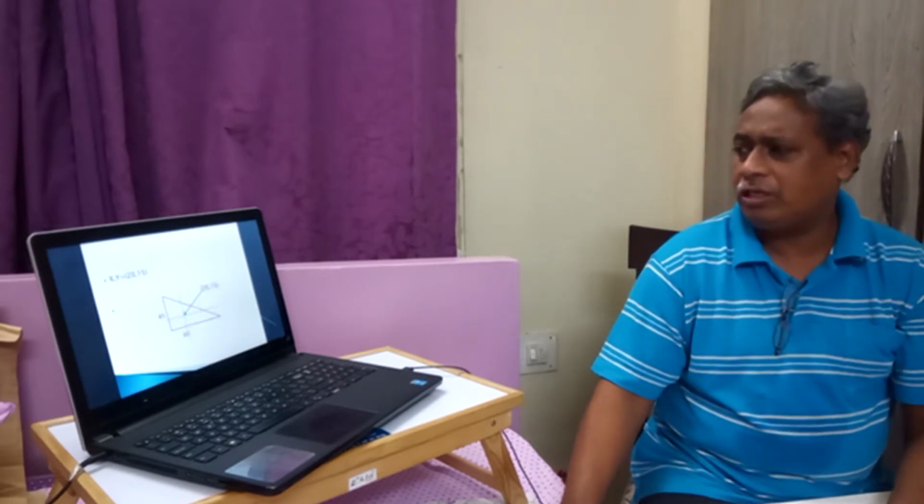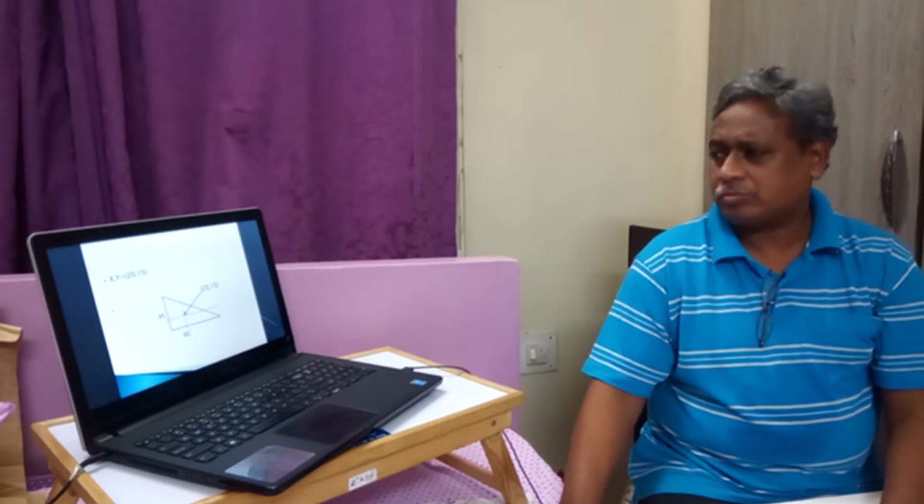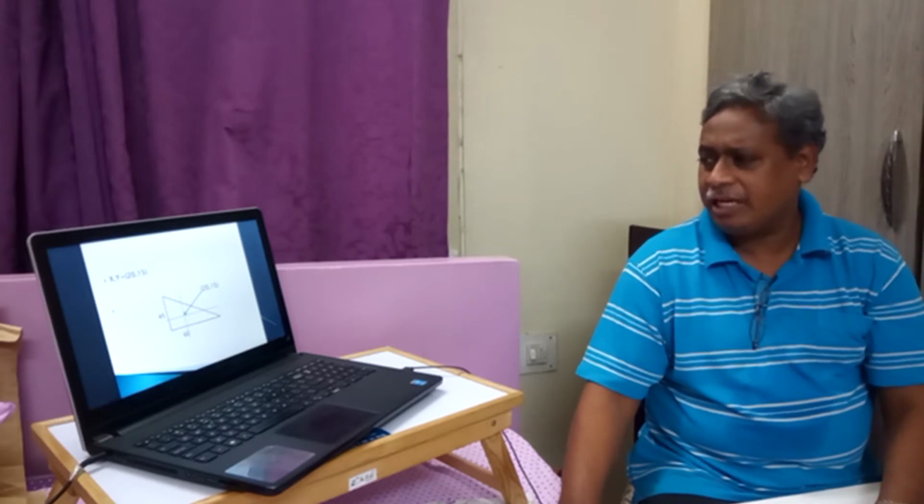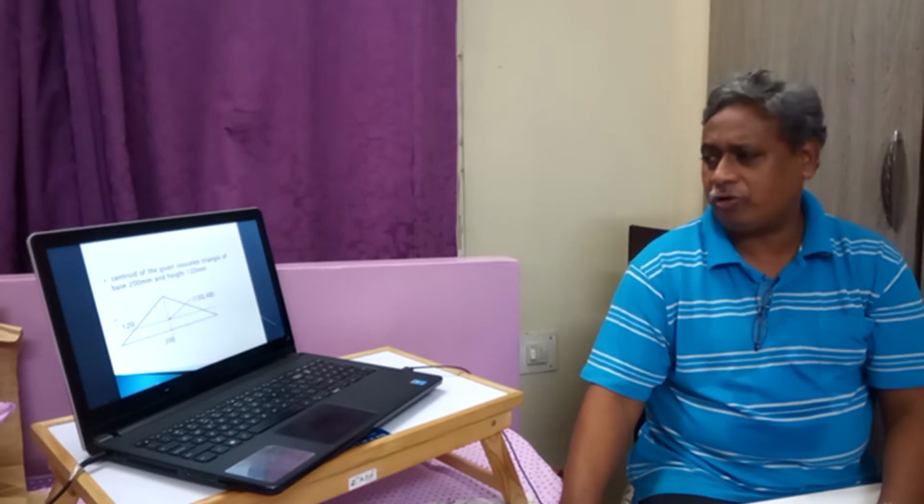So we have found out for a right angle triangle of size 60 by 45, and since it is a right angle triangle, it is b by 3, which is 60 by 3, and h by 3, which is 45 by 3, that is 20 and 15 we could find out.